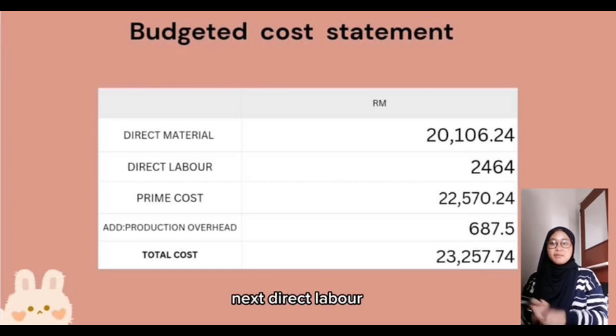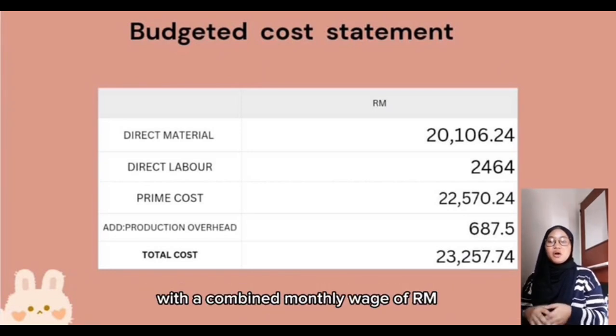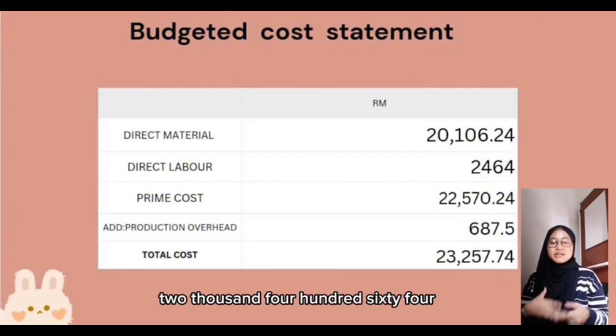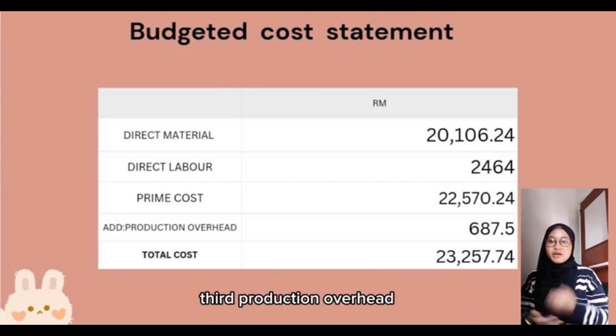Next, direct labor. Direct labor involves 2 cooks working full-time with a combined monthly wage of RM2,464. This translates to RM0.58 per unit. Third, production overhead.